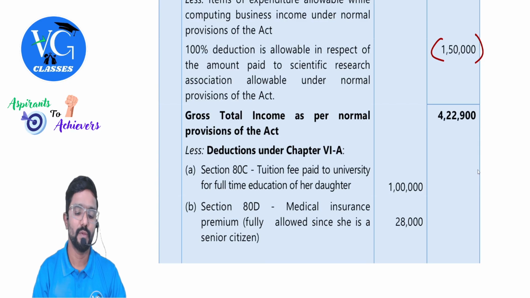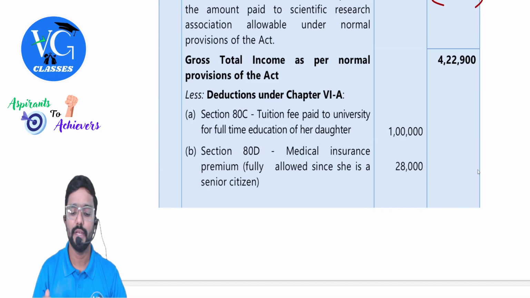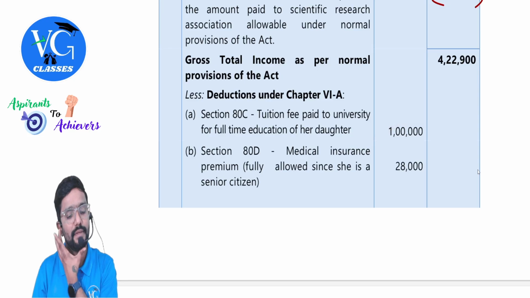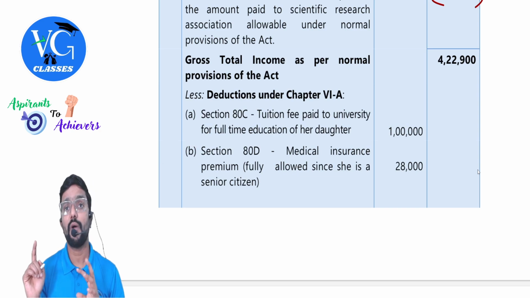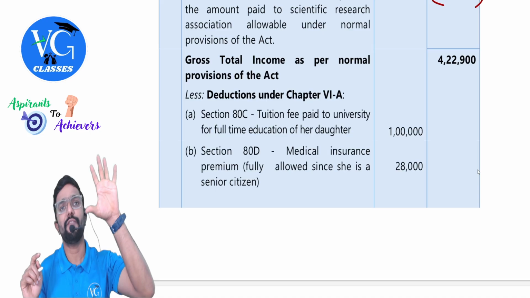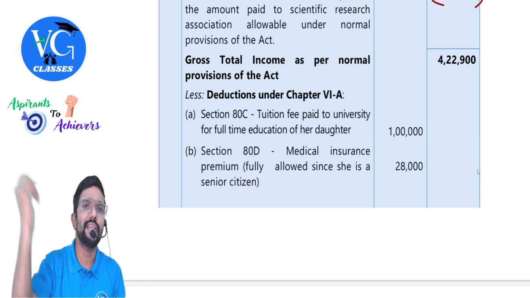So gross total income as per normal provision or as per optional scheme is 4,22,900. So deductions. Section 80C. Tuition fee paid to university for full-time education of daughter. Is it allowed, sir? Yes, 80C. Next, 80D. Medical insurance premium. Allowed fully because she is a senior. Okay. Sir, what if she was not a senior? Then only 25. Restricted to 25.